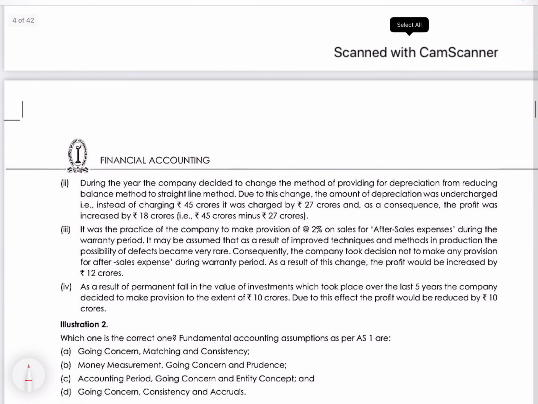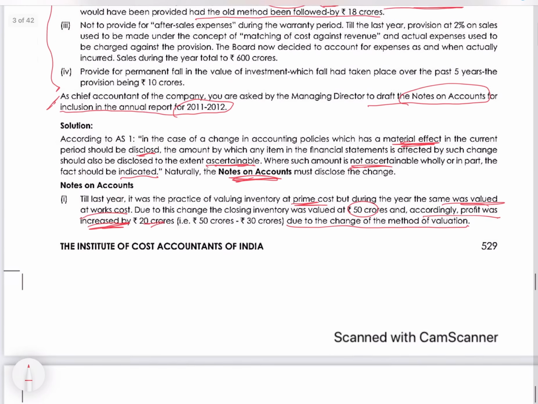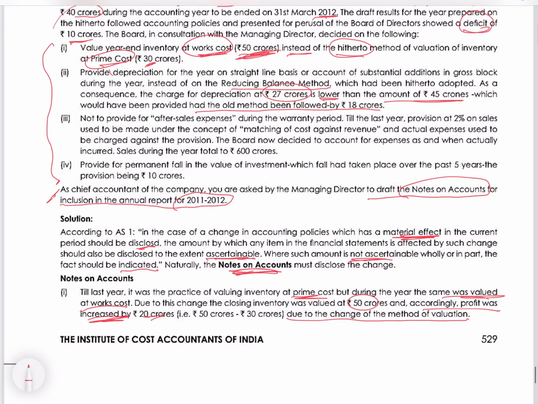So, what will you write? During the year, the company has decided to change the method of providing depreciation from reducing balance to straight line. Earlier they were doing the reducing balance method. So, if they had been following the reducing balance method, they would have depreciated at 45, right? As a consequence, the charge is lower than the amount of 45 crores. The depreciation we were charging on reducing balance would have been 45 crores, but as we have changed it to straight line, our depreciation is only 27 crores now.